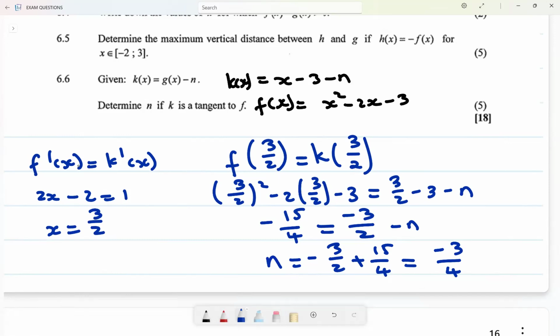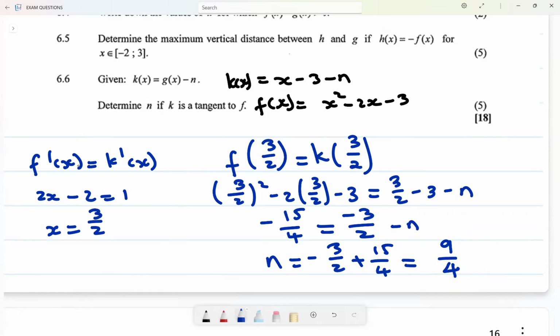Guys, am I correct? No, it's just positive here. I just need to multiply by 2. Guys, you can use a calculator here. When I multiply by 2, it is 9 divided by 4, guys. Is it correct? Let me see. 1.5 minus 3 plus 15 divided by 4. Yeah, it's 9 divided by 4, guys. So this is the correct value of n.